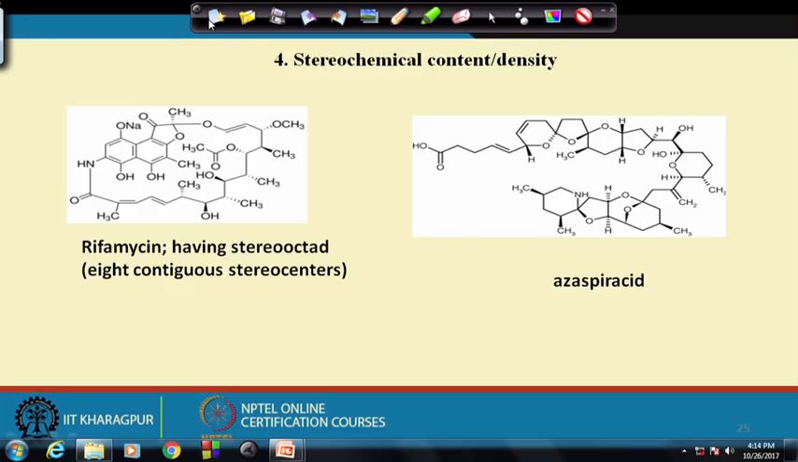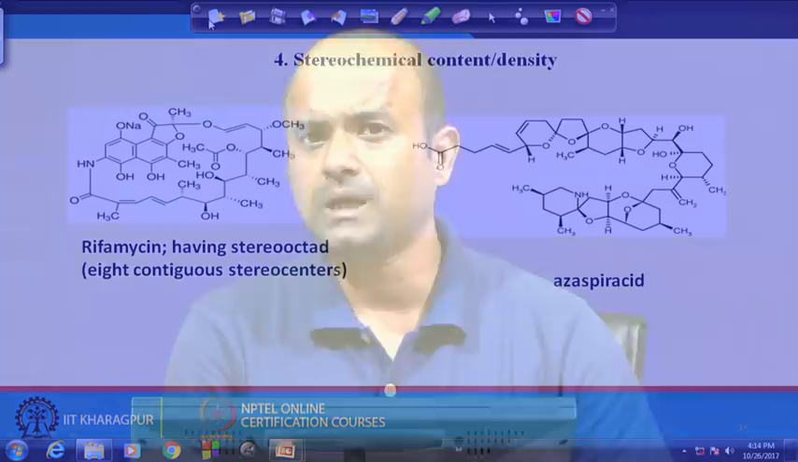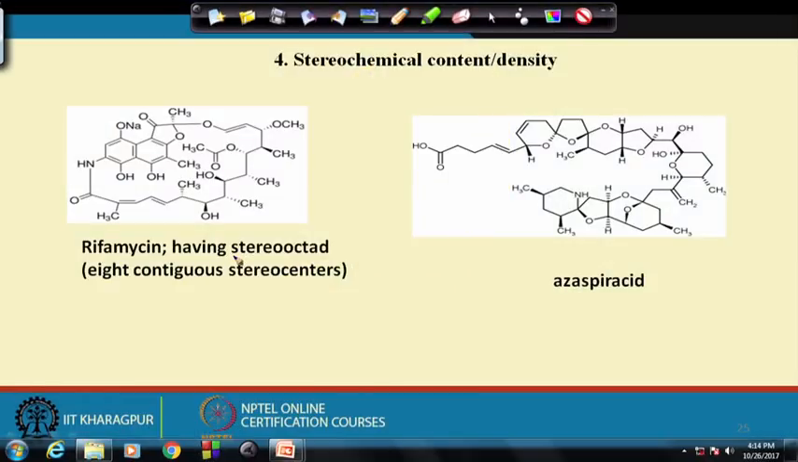The next point, number 4, we call stereochemical content or stereochemical density. Basically, all the complex natural products we often deal with have stereocenters, meaning you have to make a single stereoisomer out of n number of possible compounds. Now, definitely the more complex the molecule, the number of stereocenters will be more, and that causes a significant challenge. You see this molecule rifamycin, it has a stereooctet. Now, what is a stereooctet? Octet means 8 stereocenters together. You see 1, 2, 3, 4, 5, 6, 7, 8.